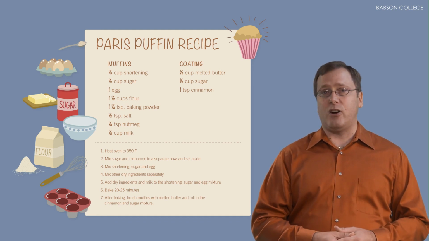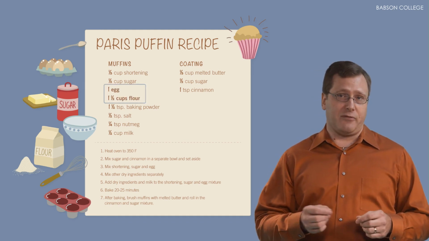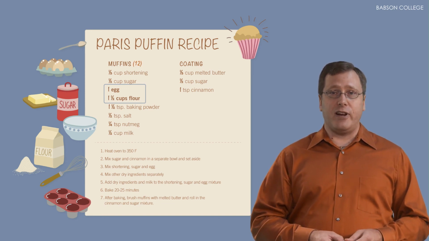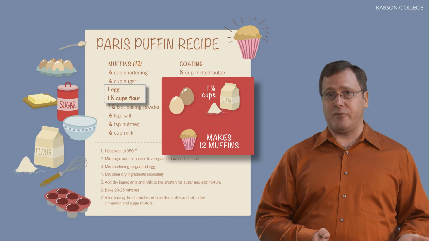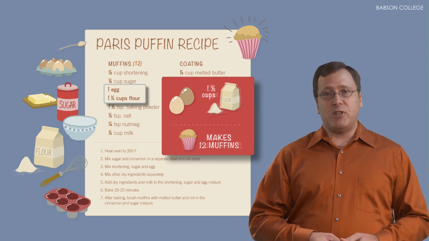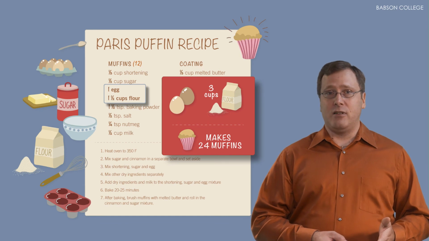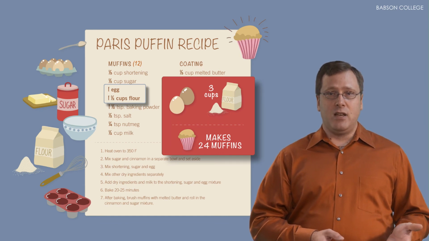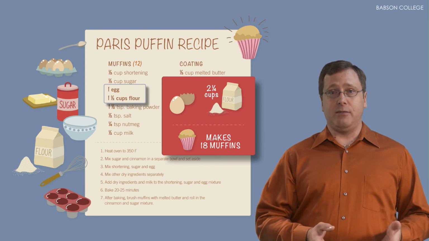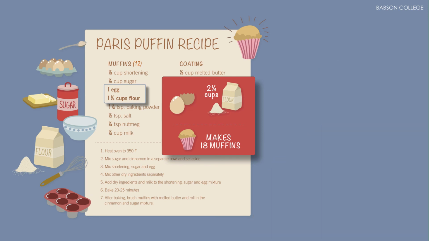Notice that the recipe calls for 1 egg and 1.5 cups of flour, and this makes 12 muffins. If you open the refrigerator and have 2 eggs and 1.5 cups of flour, you could still only make 12 muffins. But if you have 2 eggs and 3 cups flour, you can make 24 muffins. Or if you have 1.5 eggs and 2.25 cups flour, you can make 18 muffins. In this case, the indifference curves are L-shaped.